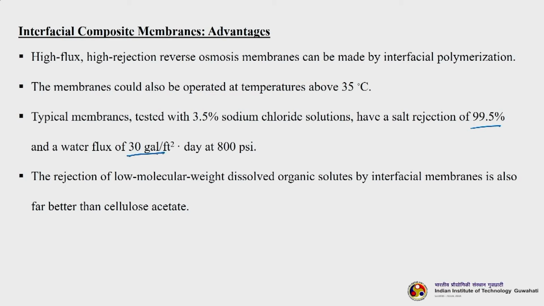So, you can see that with other membrane materials and other techniques we also get a very good amount of rejection. However, the flux is not good, about 1 to 5 or less than 10 gallon per feet square. So, you can see here it is higher, 30. The rejection of low molecular weight dissolved organic solutes is also far better than the cellulose ester membranes.